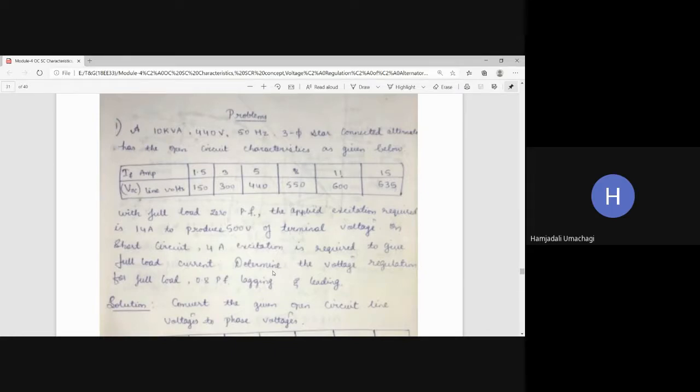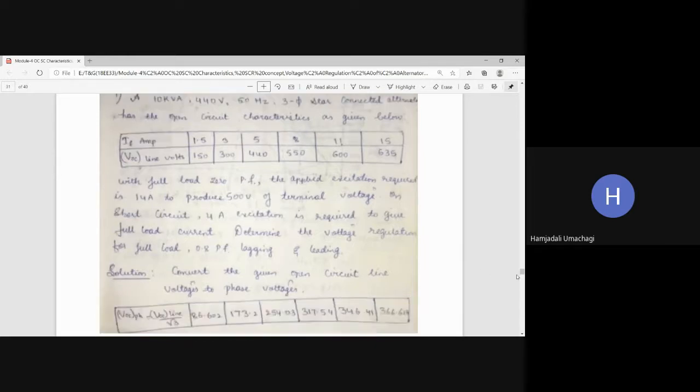Determine the voltage regulation for full load, 0.8 power factor, lagging and leading. So here you need to calculate voltage regulation for full load, that too at 0.8 power factor lagging and leading. And here they have not given information related to the armature resistance RA value. If they have not given the armature resistance RA value, you can take the drop IARA as 0. Okay. Now let us see the solution part here.